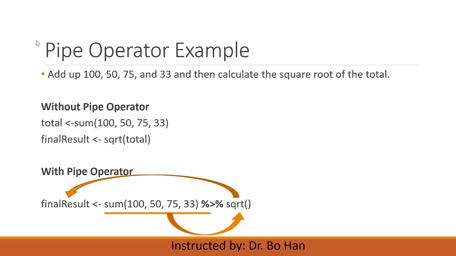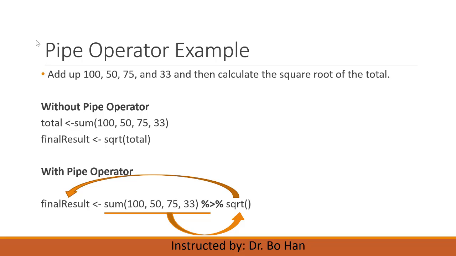This gets the job done, but this is not the most efficient way because we have to create an intermediate variable called total. We can use the pipe operator to improve this calculation. As you can see at the bottom of this slide, I need to use the pipe operator to combine the sum function and the square root function into one statement.